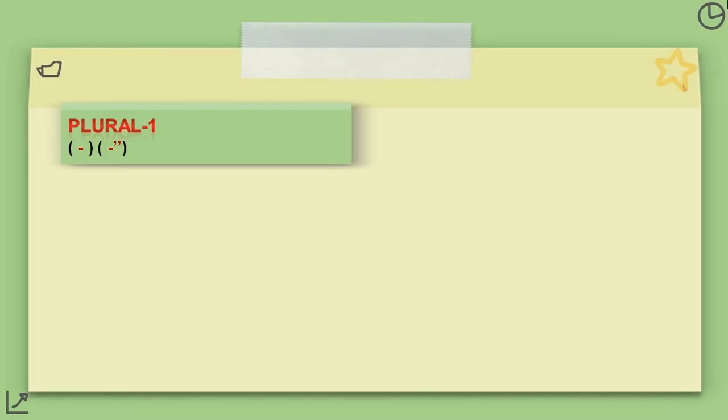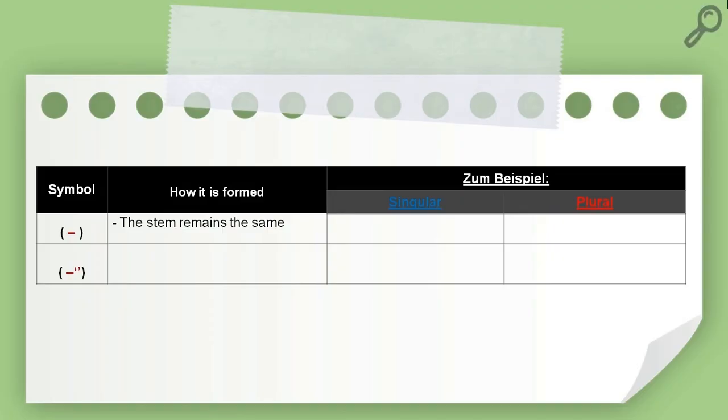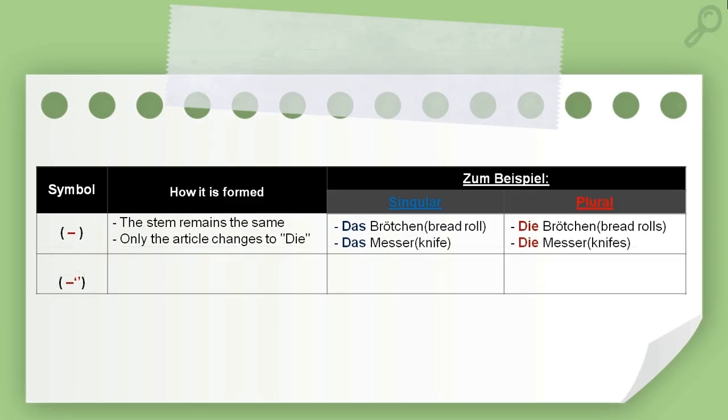and start with the plural first form. We have two symbols. The first symbol means that the stem remains the same and only the article changes to die in plural. Let's see some examples. Das Brötchen, or bread roll, in singular, in plural changes to die Brötchen, bread rolls. Or das Messer, or knife, die Messer, knives.